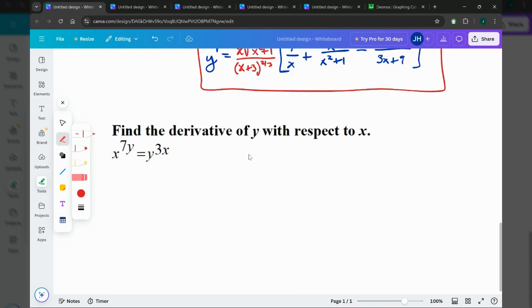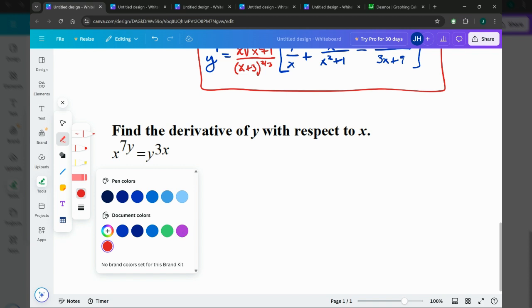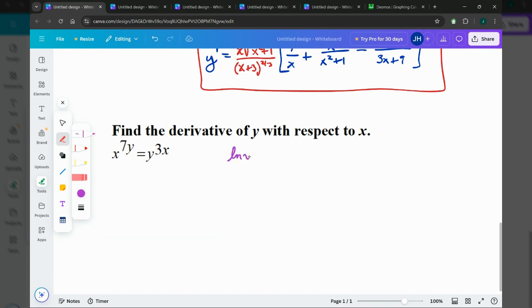We're going to do one more problem in this video here, and I always present this to my kids, and I tell them, what are you going to do? You can't use a power rule here because there are variables in the exponent. You can't use an exponent rule here because there are variables in the base. So what do we do? We're going to do exactly what we were just doing. We're going to take the natural log of both sides. We're going to take the natural log of x to the 7y equals the natural log of y to the 3x. Now this is going to get ugly.